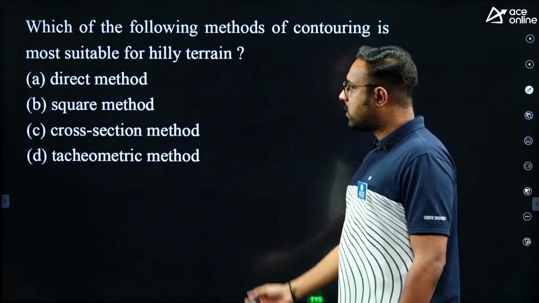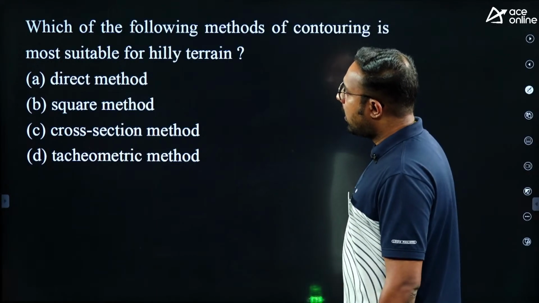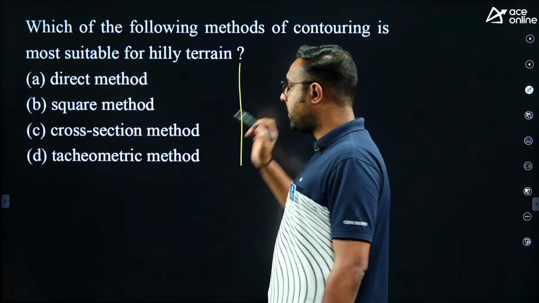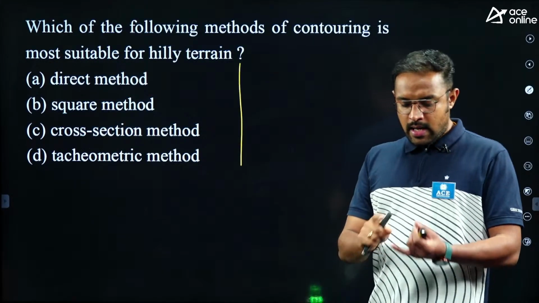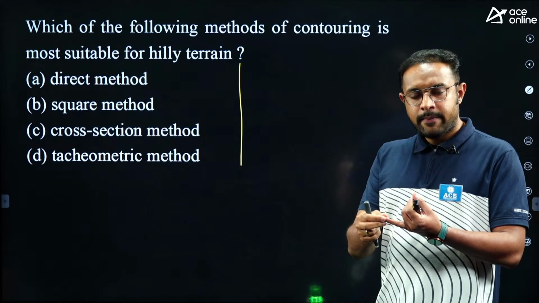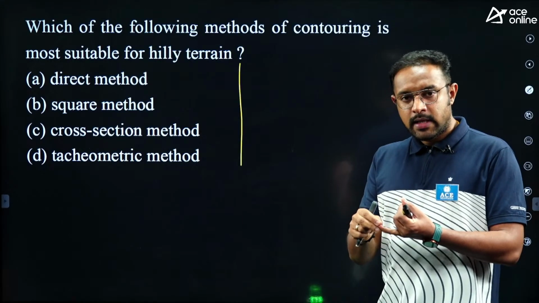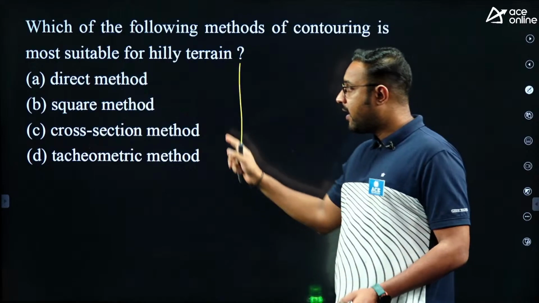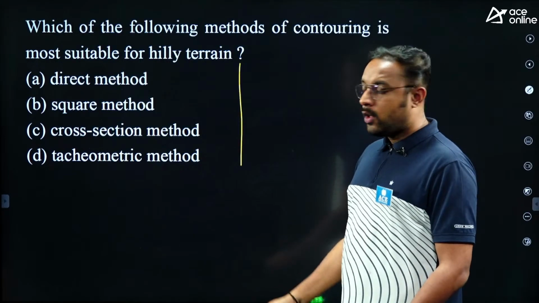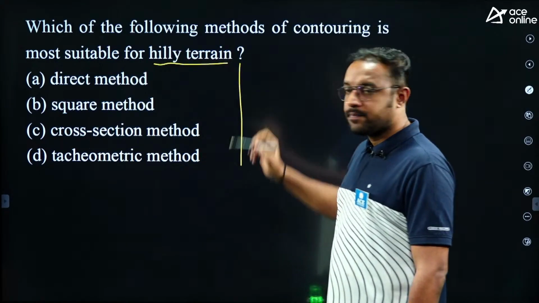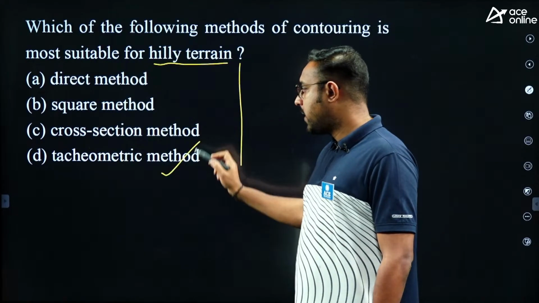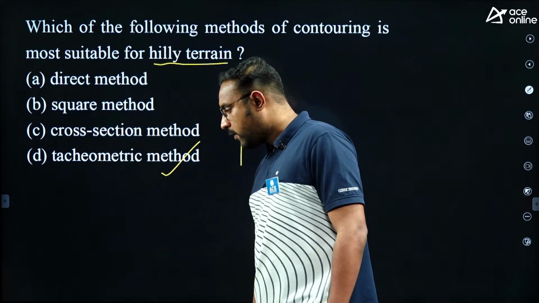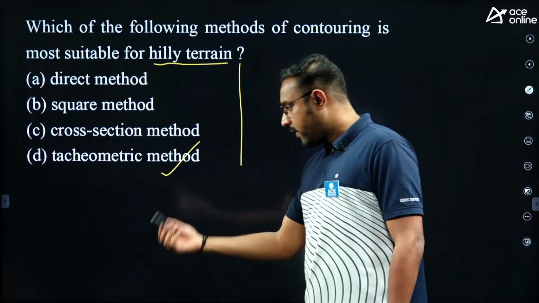Now one last question we will see here is this. Which of the following methods of contouring is most suitable for hilly terrain? There are different methods of contouring. We have the plane table method, tachometric method, method of grid, method of cross section. Tell me, what do I use in hilly terrain? The best possible answer is tachometric surveying. Very good, Janardana.